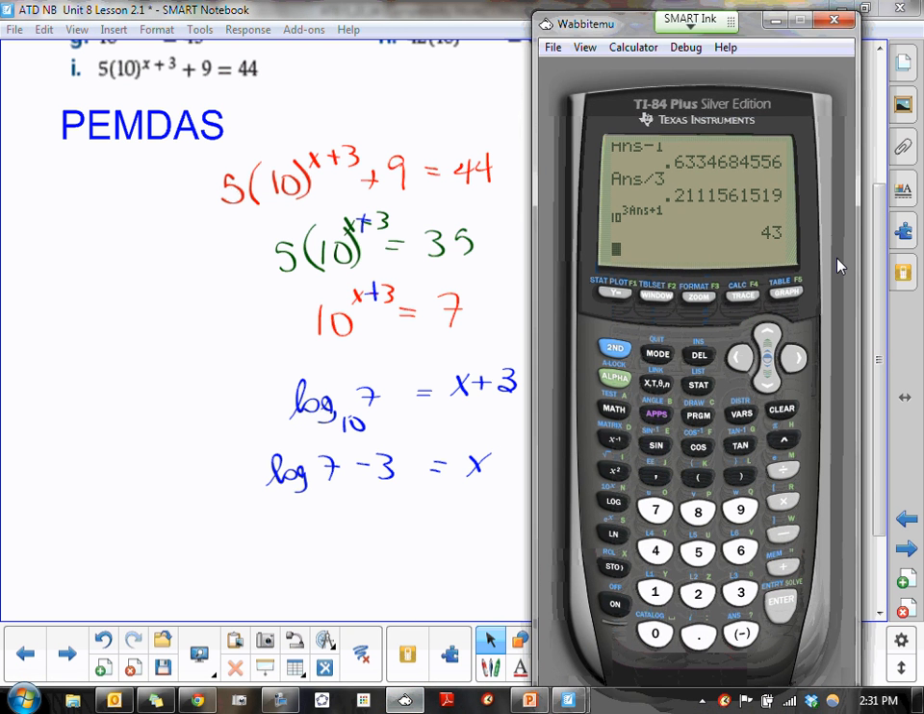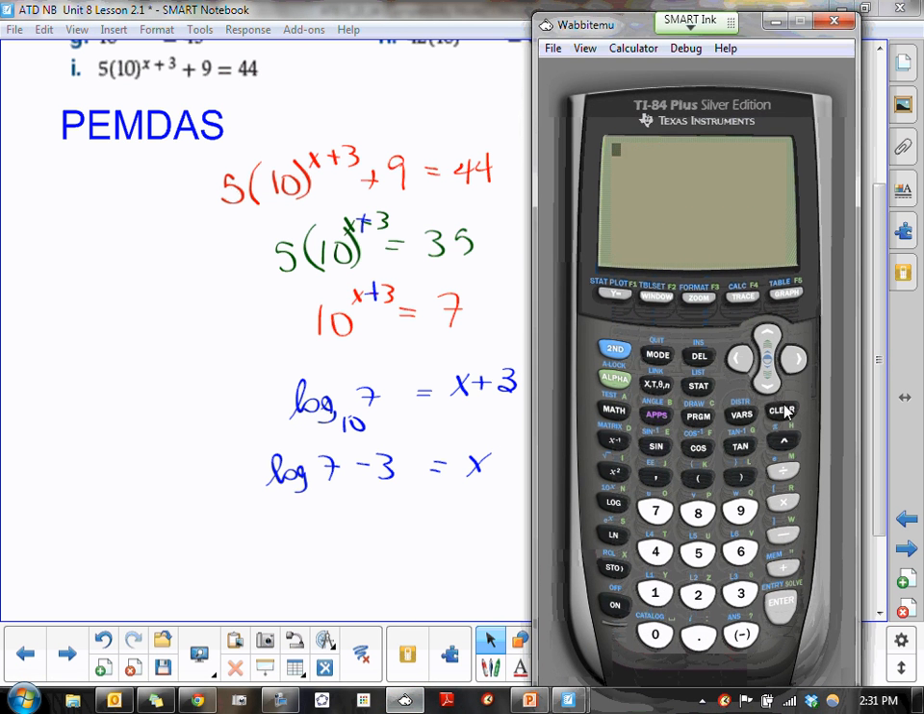Be careful that you close the parentheses one more time. I want to emphasize, as soon as you hit that log key, notice it puts in a parenthesis. That's your argument. We have to take the log of 7, common log, close it, and we can subtract our 3. Negative 2.15. It'll be our approximate answer.